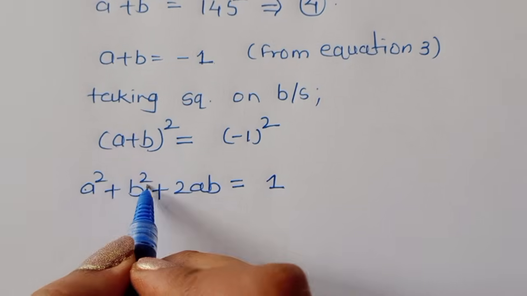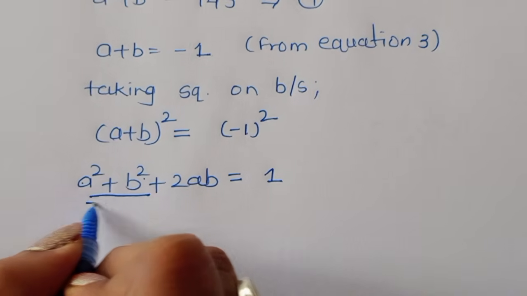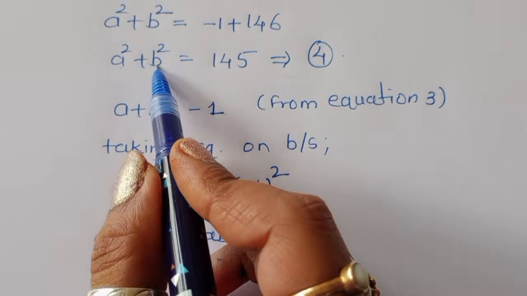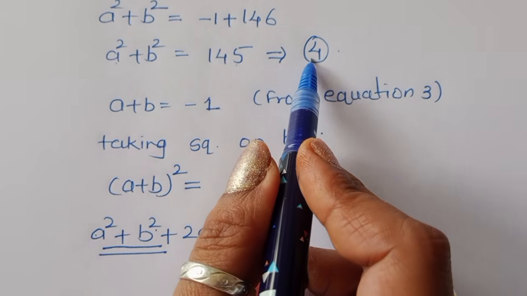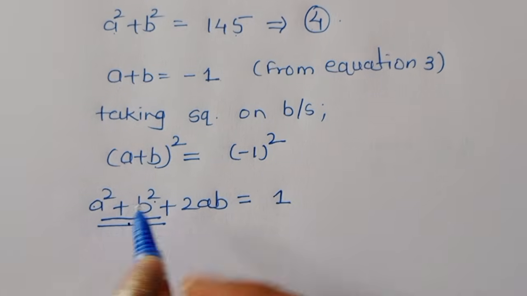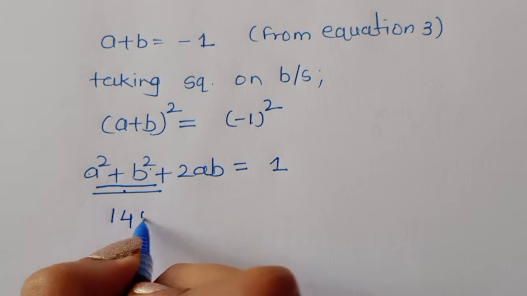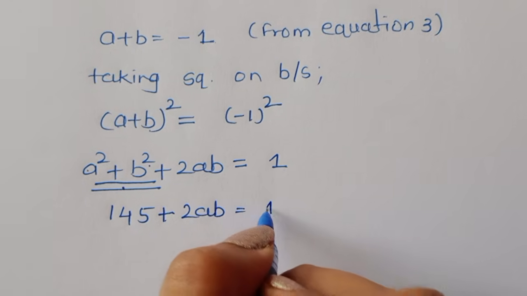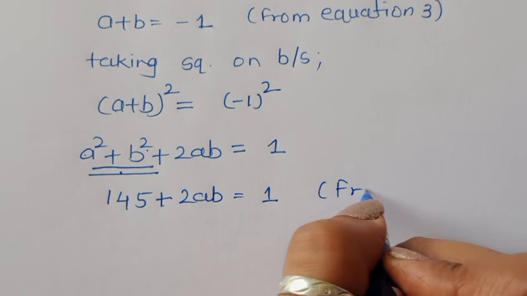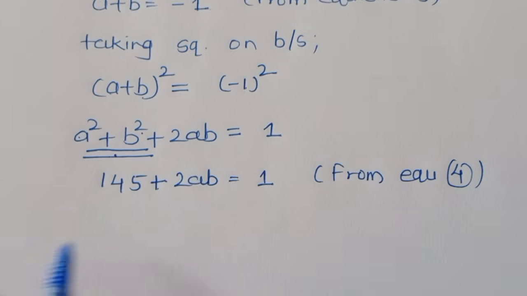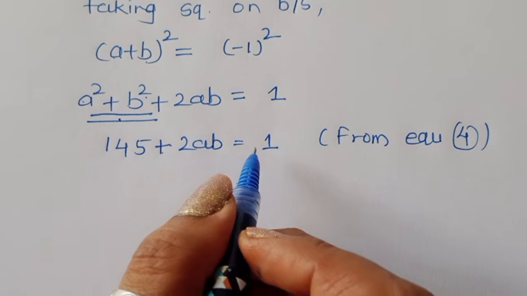Now a square plus b square is equal to 145. A square plus b square is equal to 145 from equation 4. So we have to substitute this value here. So we will get 145 plus 2ab is equal to 1. You can say this is from equation 4.